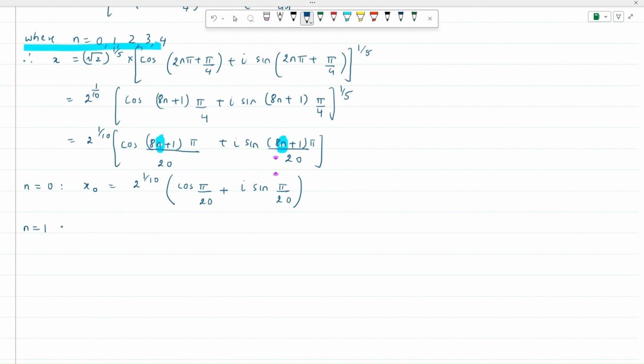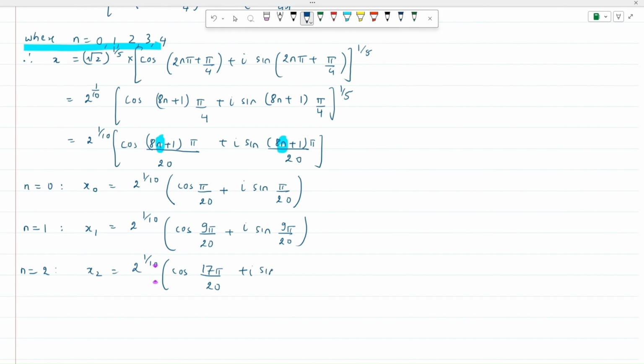For n equal to 1, we will be getting the next root. So this is going to be again 2 raised to 1 over 10 cos of, now when you put n equal to 1, this 8n plus 1 becomes 9. So we have got 9 pi over 20 plus I times sine of 9 pi over 20. n equal to 2 gives us x2, equal to 2 raised to 1 over 10, and over here we will get 17 pi over 20 plus I times sine of 17 pi over 20.